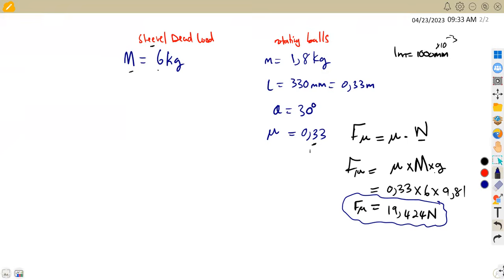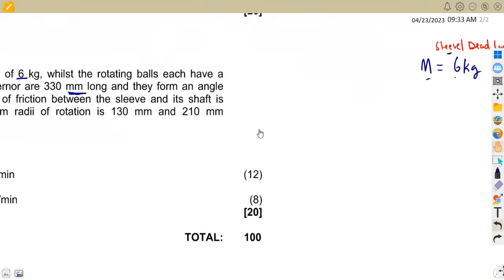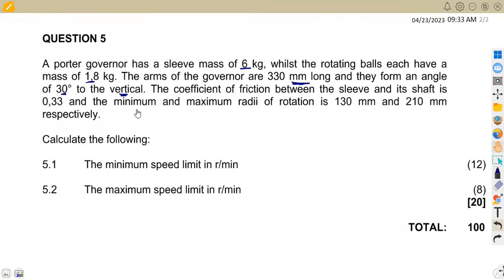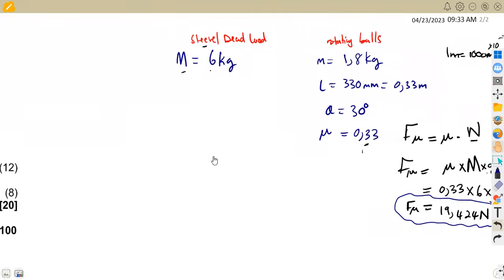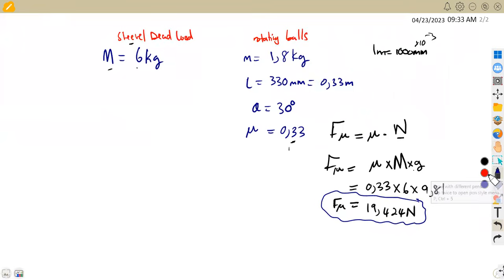All right. We are also given the radii, which is the radius of each, the minimum and the maximum, respectively, 130 and 210. So these are the radii that you are given. That is, we can just write them separately.